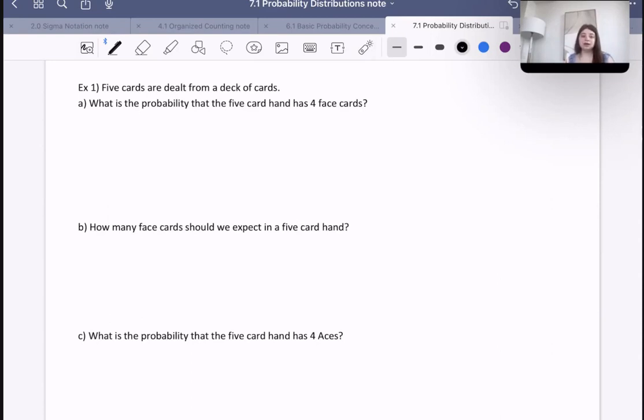So what would n be? n would be how many trials we're doing. We're doing 5 trials, right? We're shuffling our deck and we're drawing 5 cards, right? 5 cards are dealt from a deck of cards.